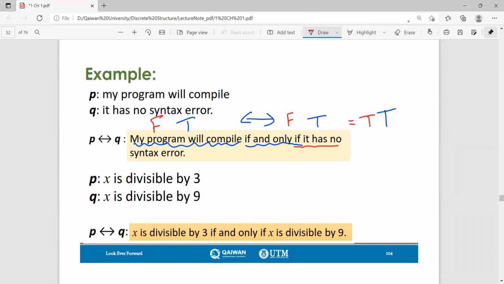Here we say x is divisible by 3. x is divisible by 9.